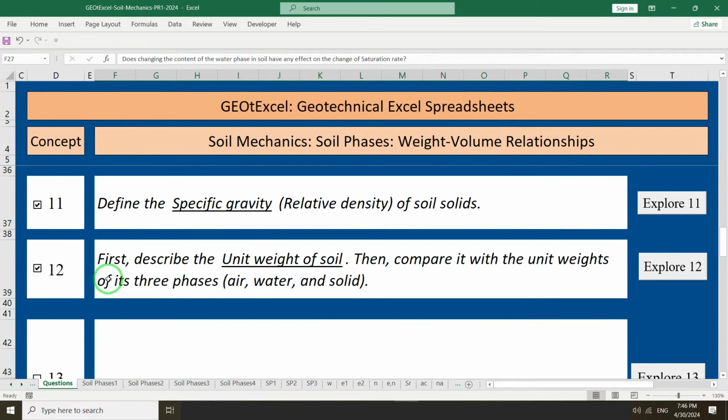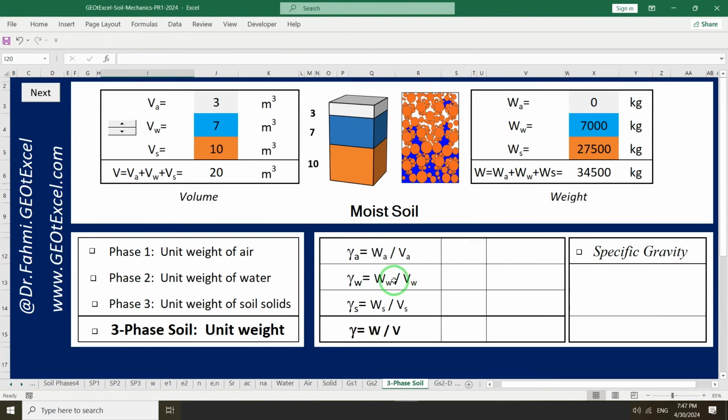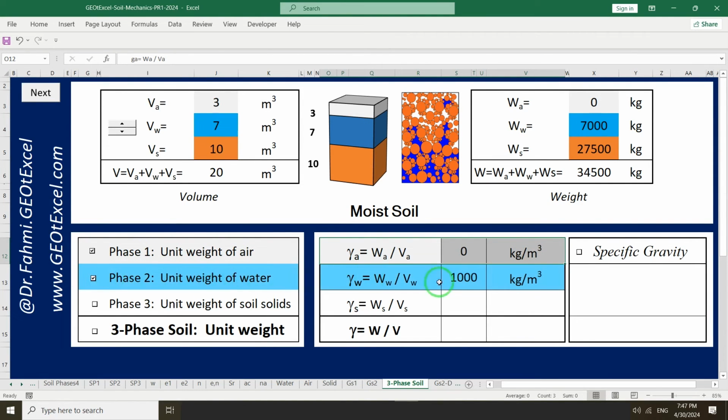Concept 12. First describe the unit weight of soil, then compare it with the unit weights of its three phases, air, water, and solid. Explore 12. Unit weight of water, air. Unit weight of water. Unit weight of soil solids. Three-phase soil, unit weight. Specific gravity.